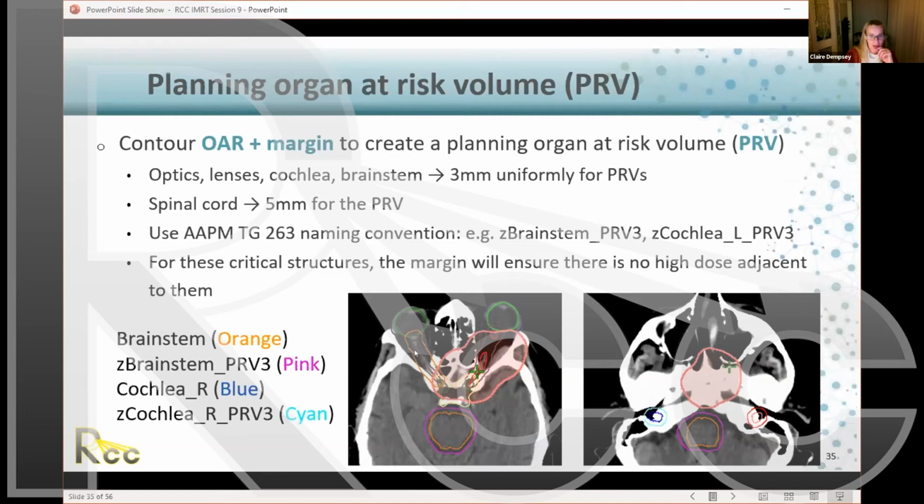Again, you can see our optic nerve is in brown with a PRV in orange there, and the same thing, red on this side with a brown PRV around it there. So you'll see that quite a lot in head and neck cases, and that's really useful. It's to ensure that your organ at risk does not get any high dose at all.